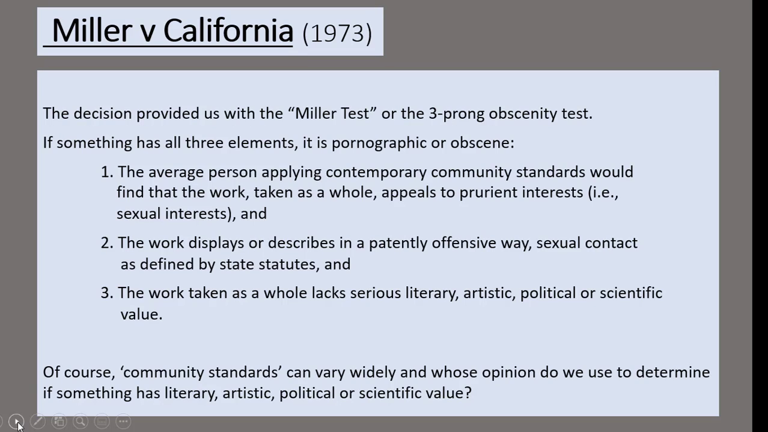So if you are asked to determine whether or not something is obscene, and therefore maybe it can't be shown on network television, or it can't be purchased by somebody under 18, you need to apply the Miller test or the three-prong obscenity test.